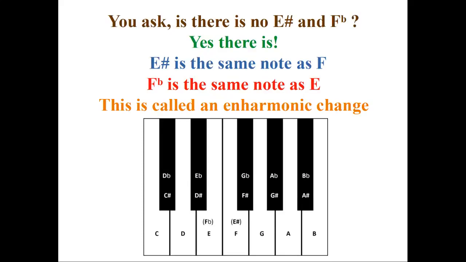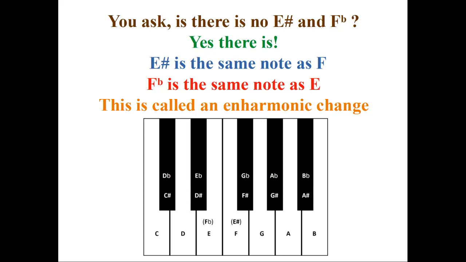You may ask me, is there no E sharp or an F flat? Then the answer to that is yes, there is. So E sharp is exactly the same note as F. And so if we were going up, we could go D, D sharp, E, E sharp instead of F, which would be the same note as F. That's an enharmonic change.